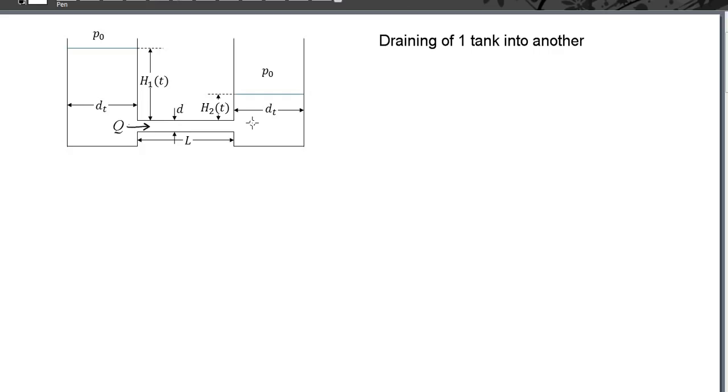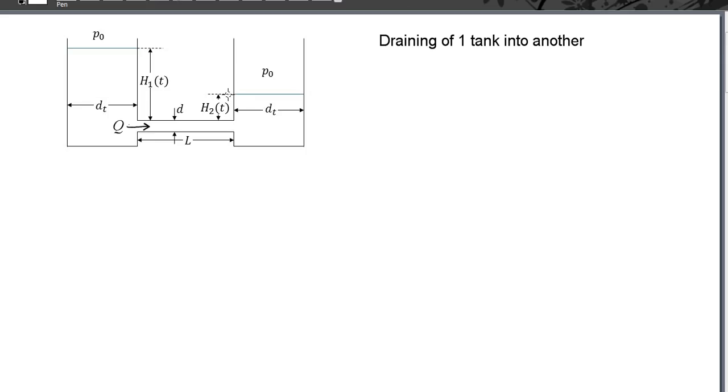What we're asked to do is to determine the evolution in time of the height difference in the two liquid tanks, the difference between h1 of t and h2 of t, and study how the tanks approach steady state behavior, which would be they have the same liquid level in each.